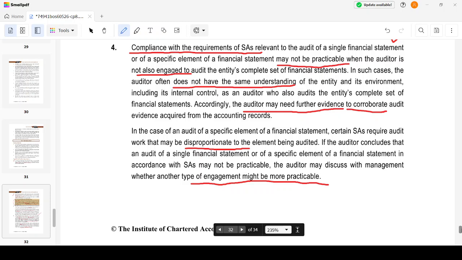And then if the auditor concludes that, being a single financial statement element auditor, my work is not practicable, then I may discuss with the management to determine whether any other type of engagement would be more practicable. So with this, we have completed SA 805.